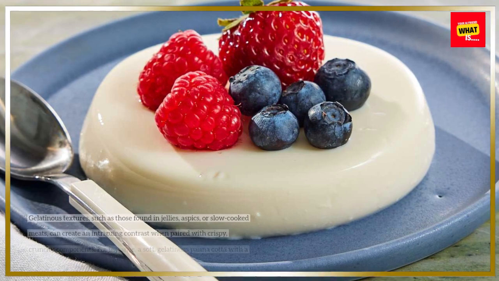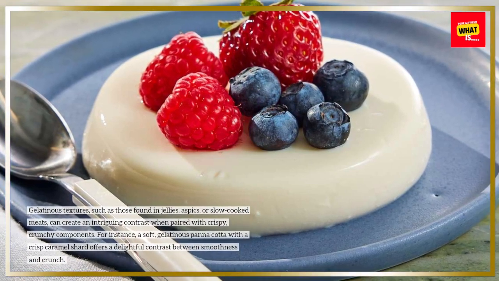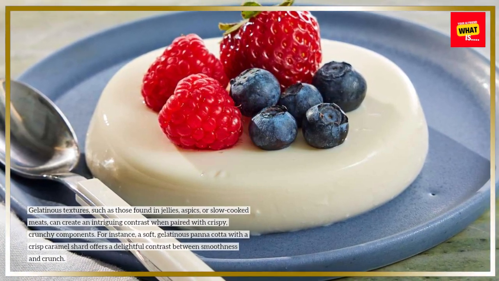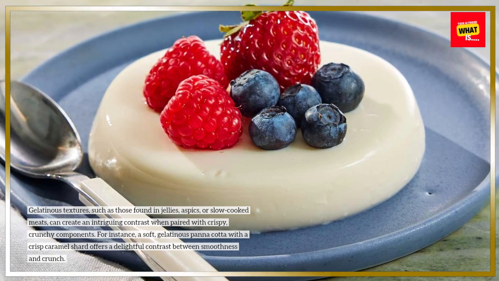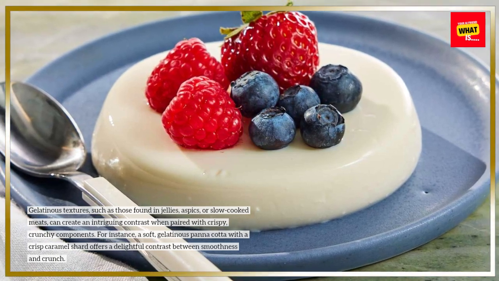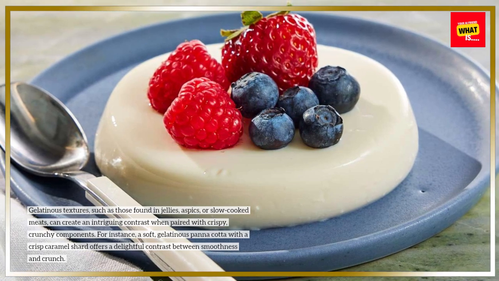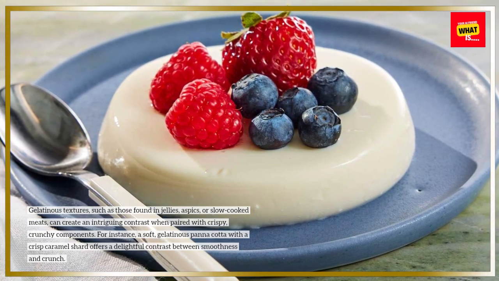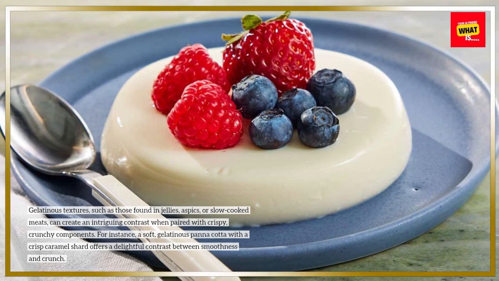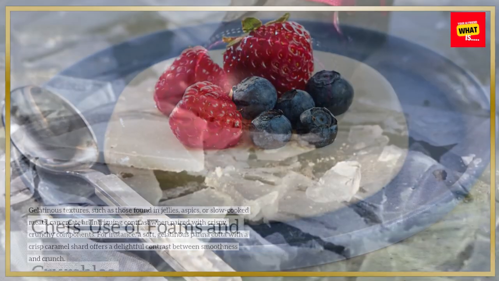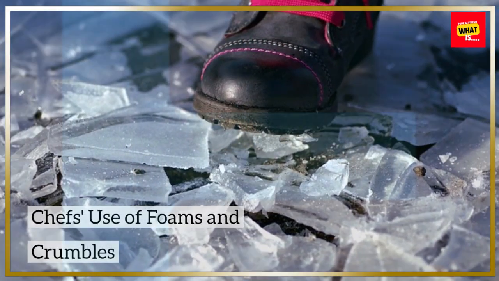Exploring gelatinous and crisp textures. Gelatinous textures, such as those found in jellies, aspics, or slow-cooked meats, can create an intriguing contrast when paired with crispy, crunchy components. For instance, a soft, gelatinous panna cotta with a crisp caramel shard offers a delightful contrast between smoothness and crunch.